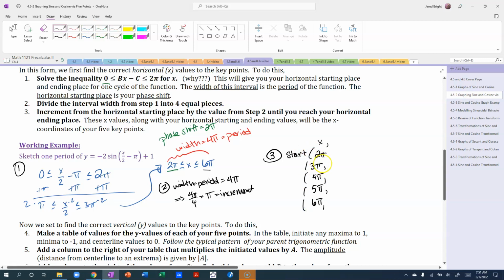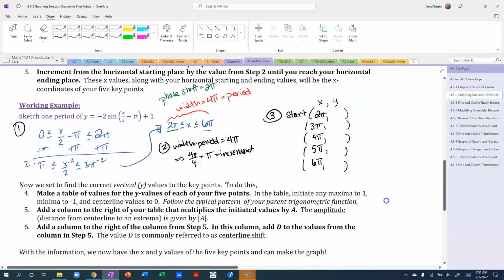Okay, so each of my key points in coordinate form are going to start with this form. Okay, so 2 pi comma something, I don't know what the y value is, 3 pi comma something, 4 pi comma something, 5 pi comma something, 6 pi comma something. Okay, so I found the x coordinate, so I have the right horizontal positioning. Okay, now I need to get the correct vertical positioning.